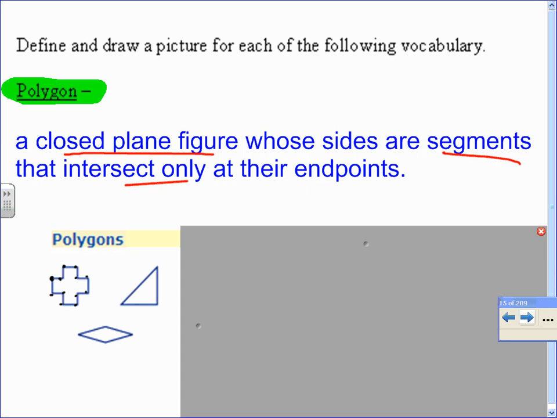Same thing here. It looks like a parallelogram. It's all closed. All the sides are segments. They only intersect at their endpoints.